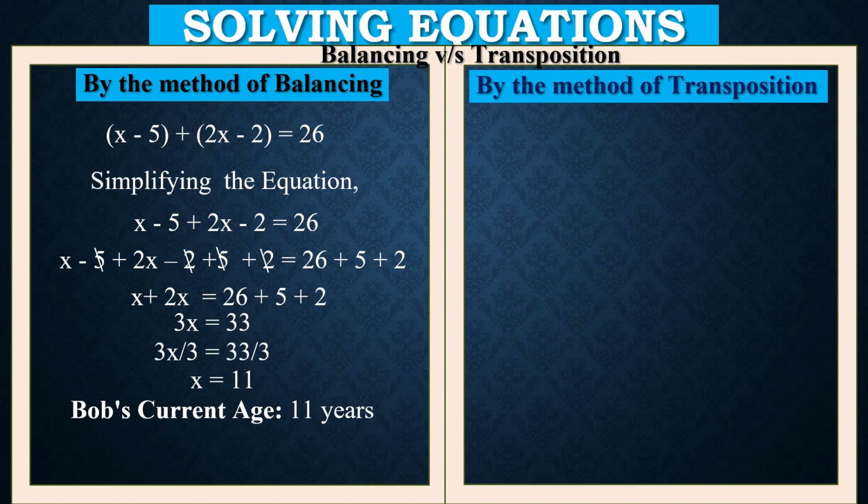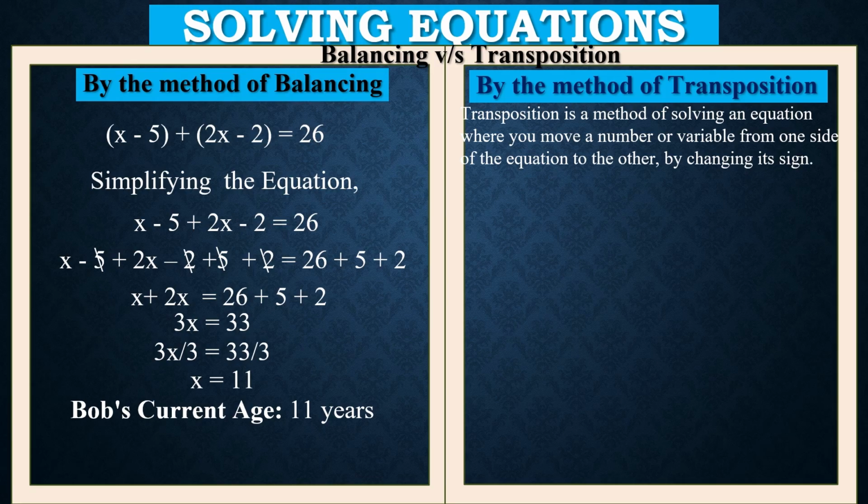Now what do you mean by transposition? Transposition is a method of solving an equation where you move a number or variable from one side of the equation to the other by changing its sign. We'll start from this step.